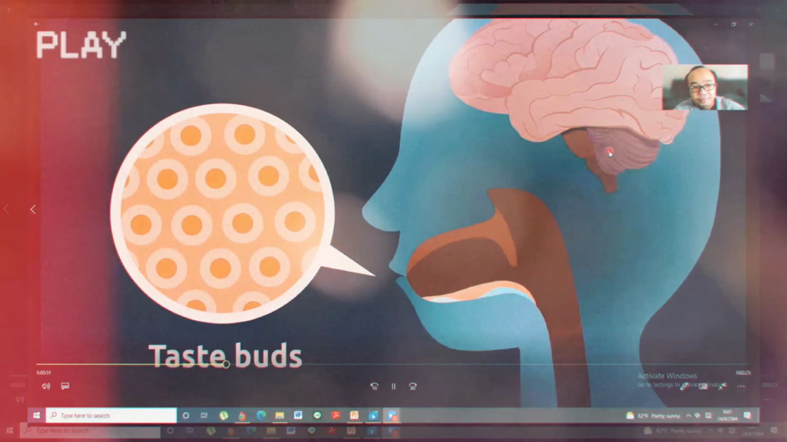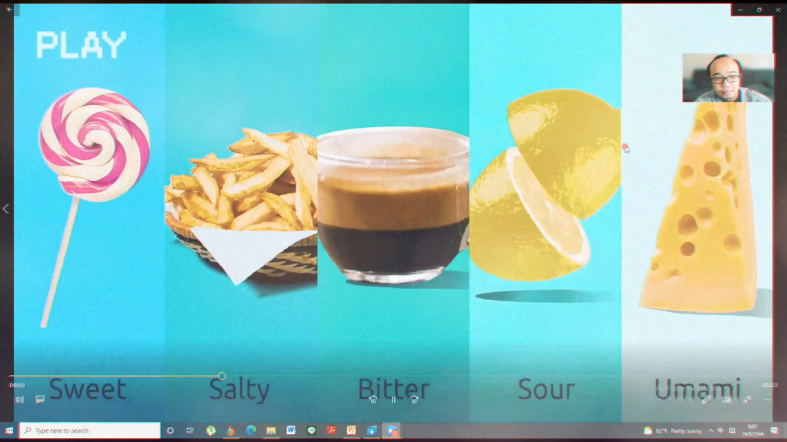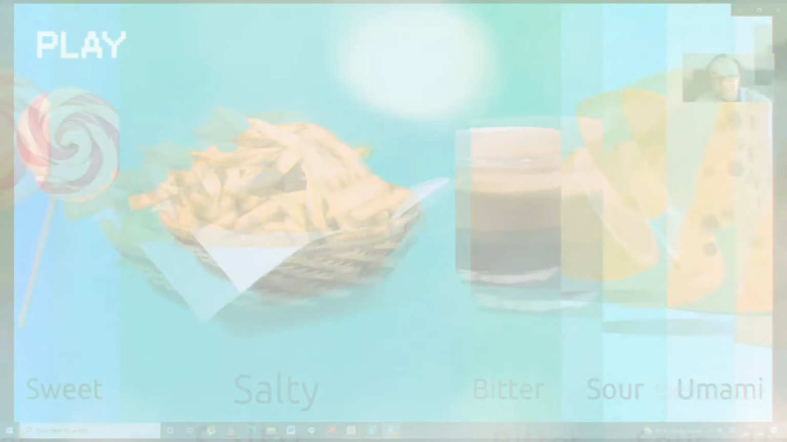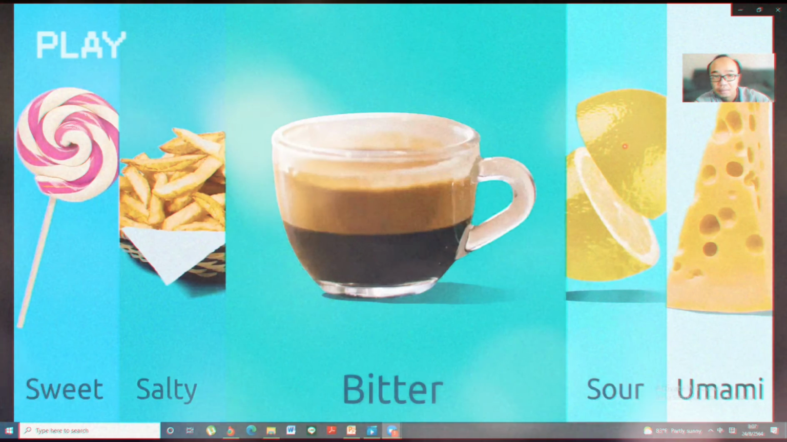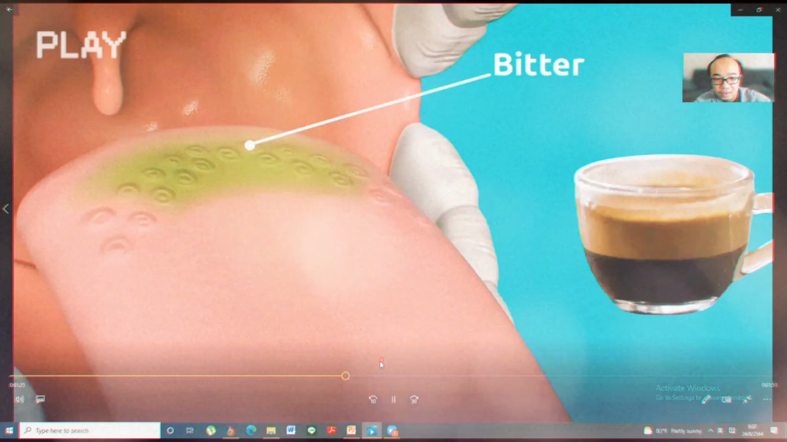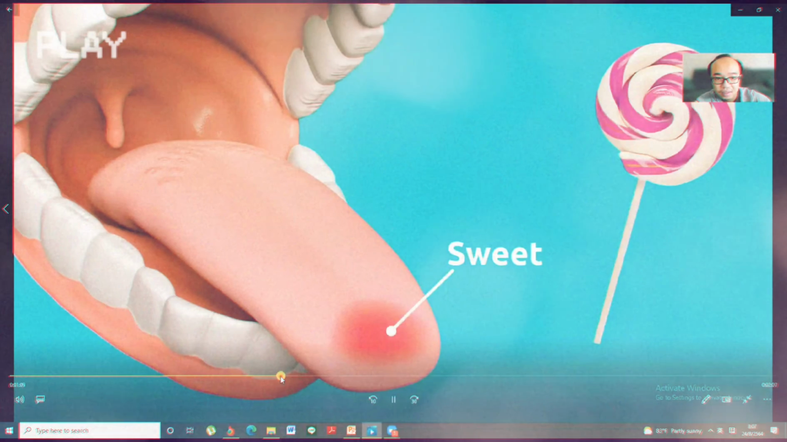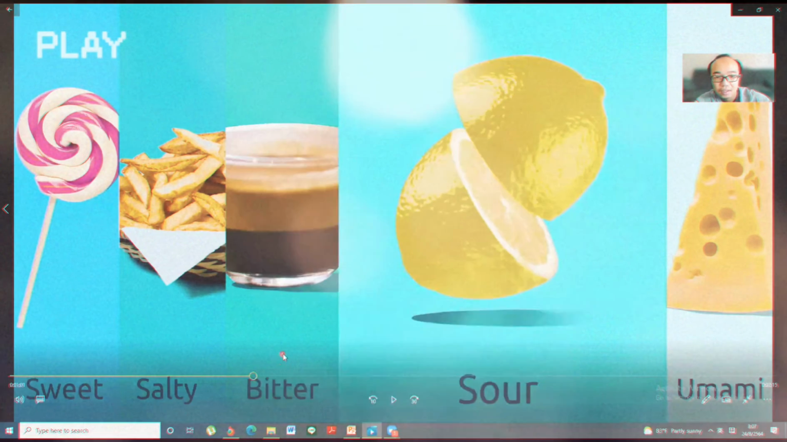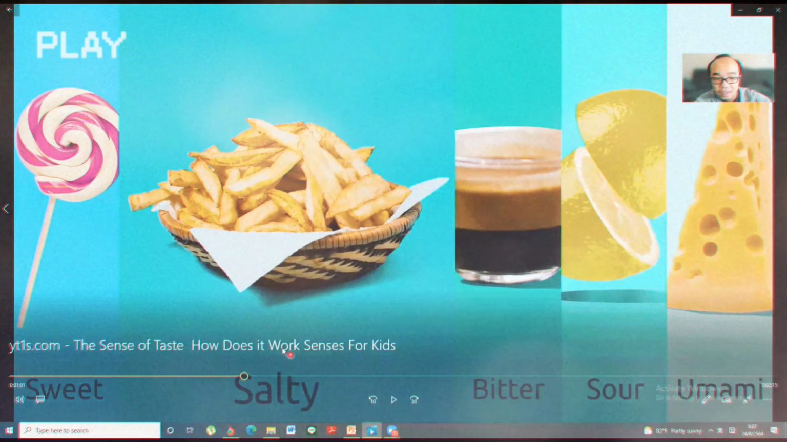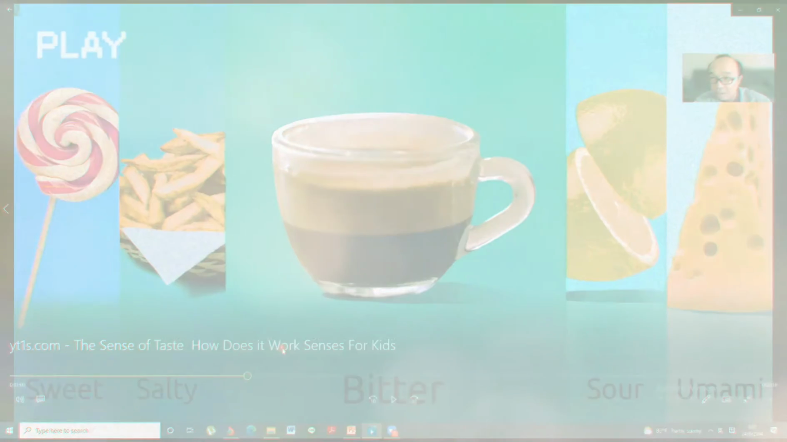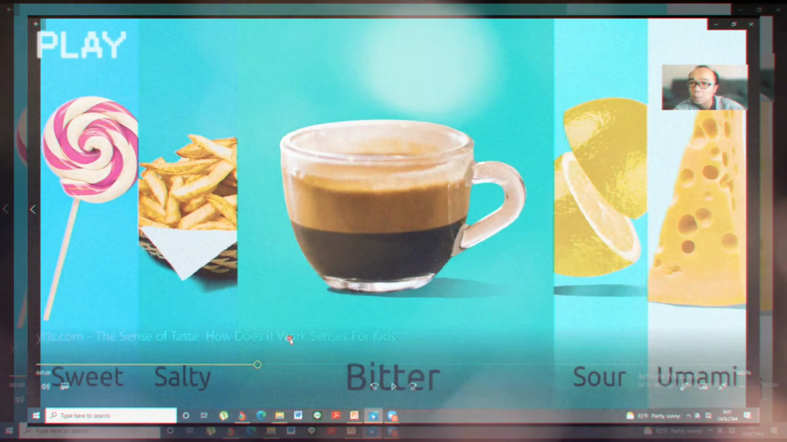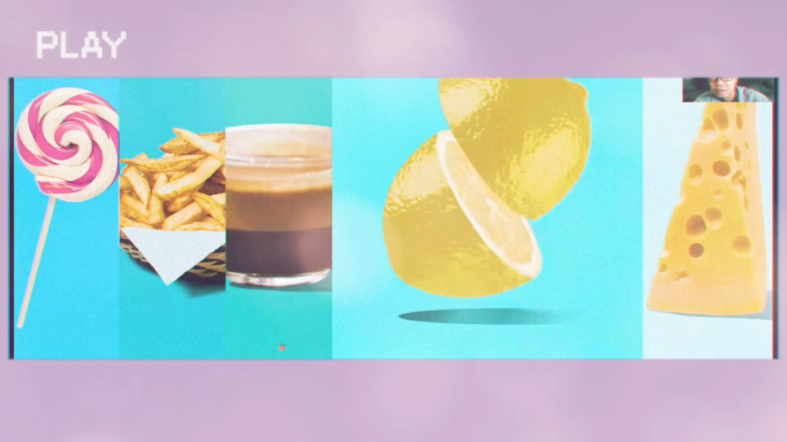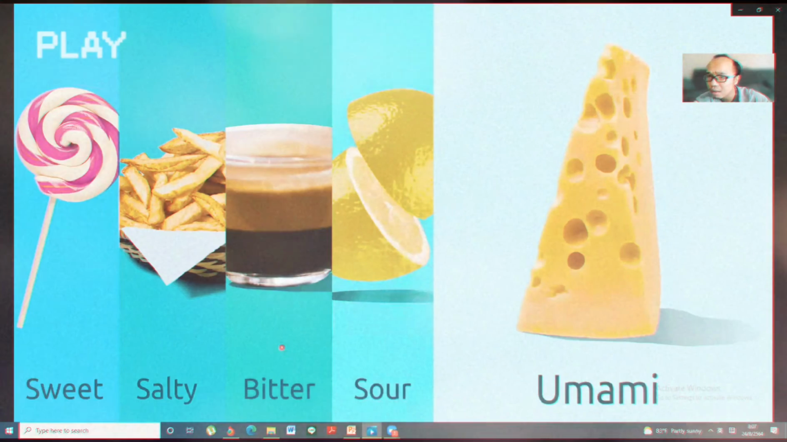Separate parts of the tongue. The basic tastes that taste buds are able to identify are 5: sweet, salty, bitter, sour, and umami. Bitter here means รสขม, ขม is bitter. Okay. Sour. And umami. You heard it right.